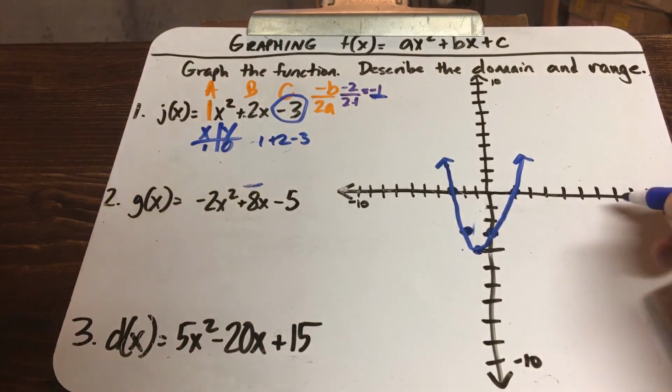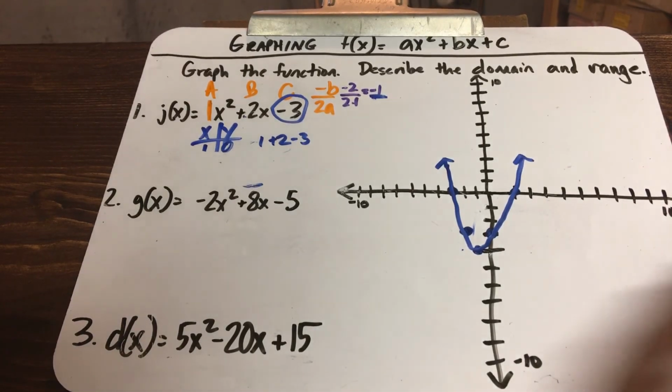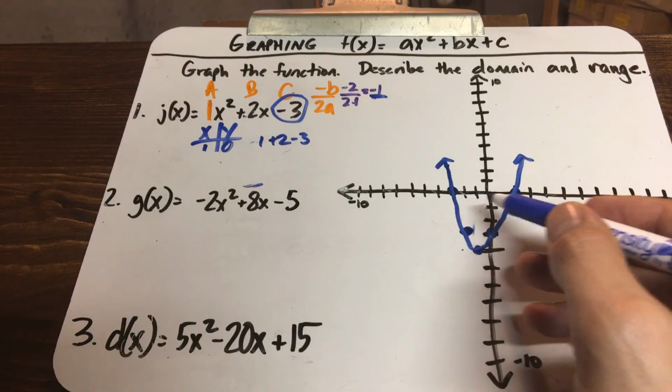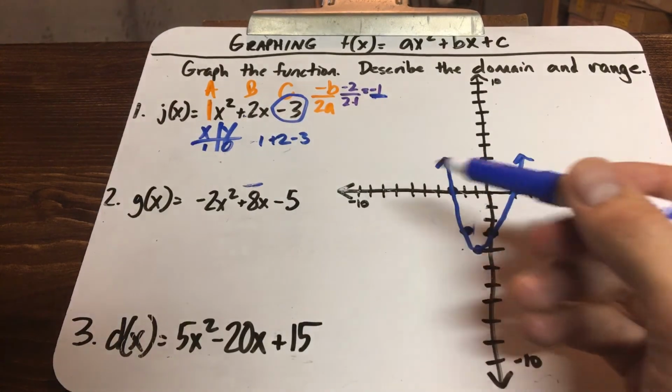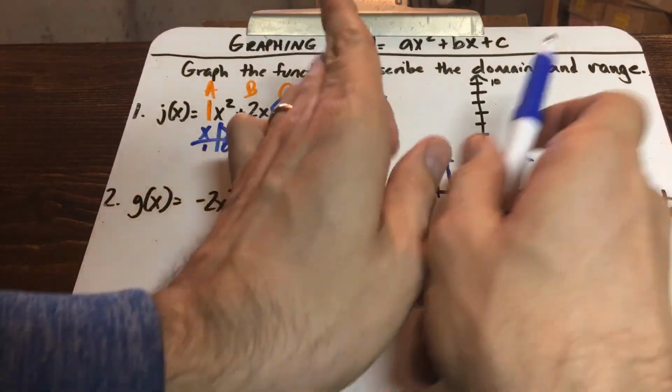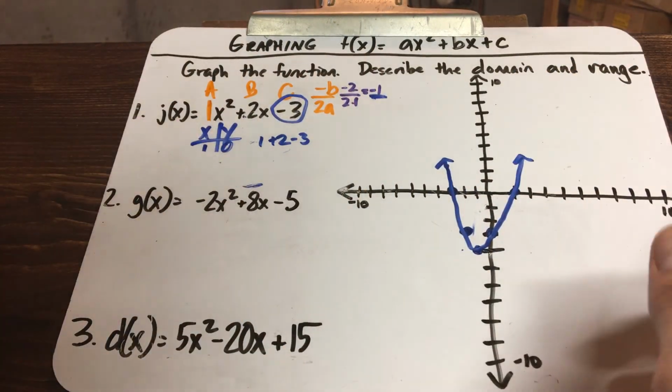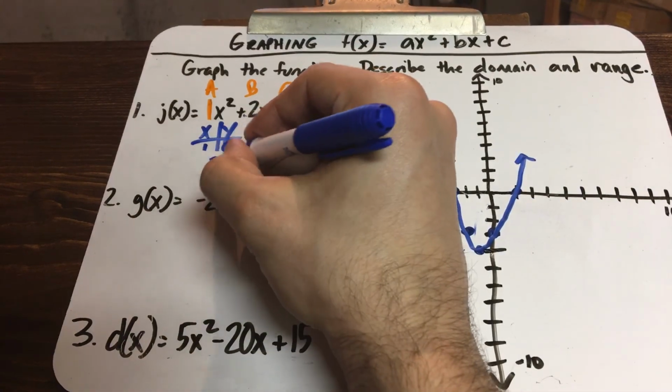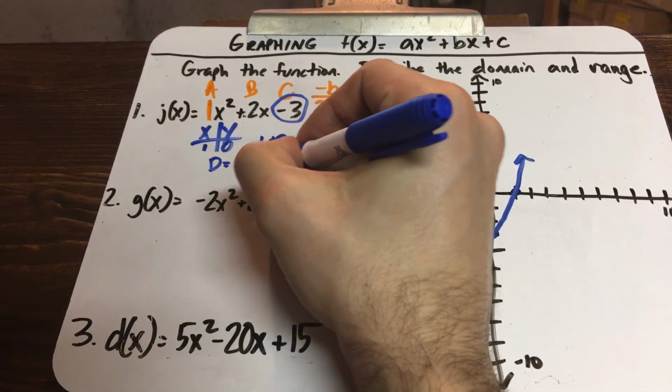The domain of this one would be all real numbers, right? The domain of all of these is going to be all real numbers. That means it goes forever and ever to the right. It goes forever and ever to the left, because as this gets bigger and bigger, it just keeps getting wider and wider. The domain, I'm just going to abbreviate: all real numbers.